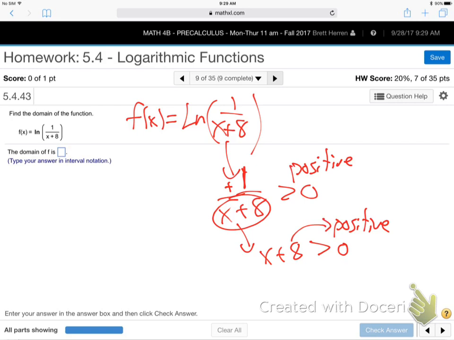Well, just jump the 8 over. As long as x is greater than negative 8, the bottom will be positive, and the whole thing will be positive. And that's good. So there it is. They wanted it in interval notation, so that would be from negative 8 to infinity. Parentheses, no bracket, because you're not right on the 8. Is that good? Making sense? Questions?